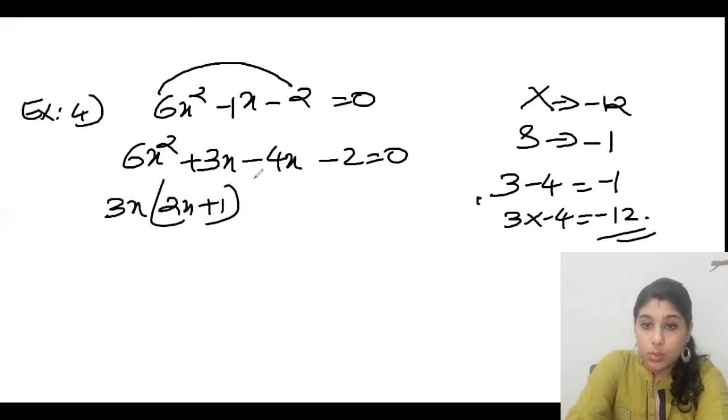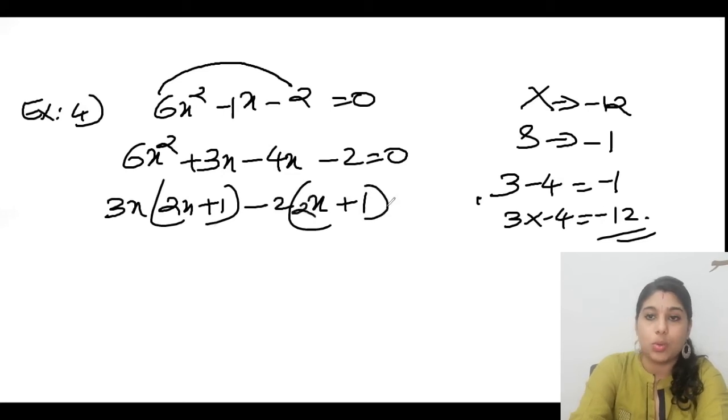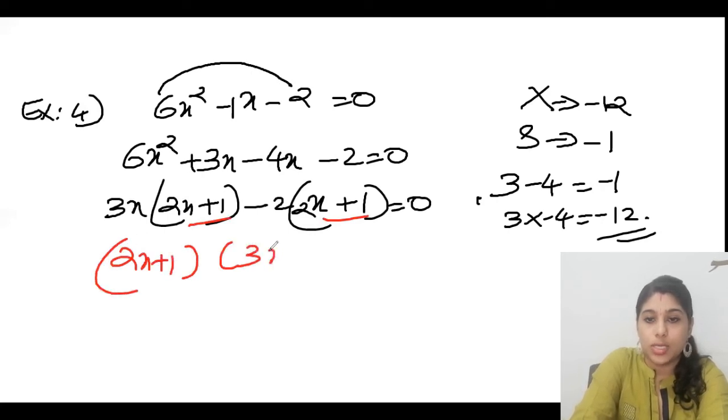Then I am taking minus outside because I want everything plus inside. So minus 2 I am taking out, so it will be x plus 1. 2x plus 1 is equal to 0. Now I got my bracket the same. So (2x plus 1) into (3x minus 2) is equal to 0.